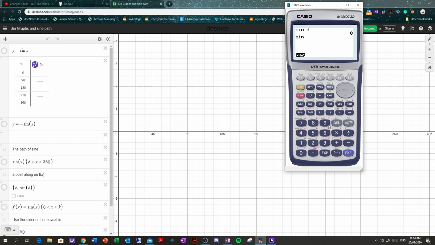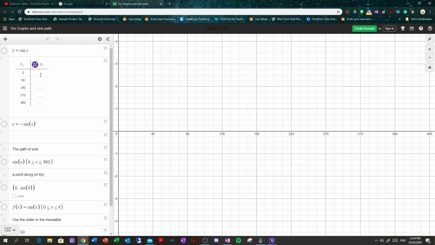If I go sine of 90, it comes up with 1. If I go sine of 180, it comes up with 0. Okay? And sine of 270 comes up with -1, and the sine of 360 comes up with 0 again. So those values create the sine graph.